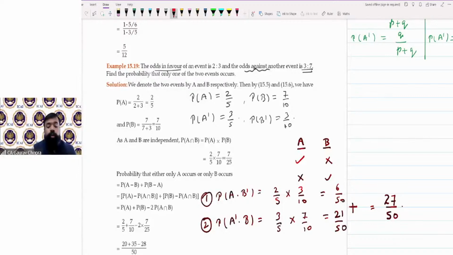Solving the first portion, the chance that event A will occur is 2 by 5, and event B will not occur, the chance is 3 by 10. Similarly, in the second part, A will not occur, chance is 3 by 5, and B will occur, the chance is 7 upon 10. Now we can add them and get the result as 27 upon 50. So this way you will get your answer.